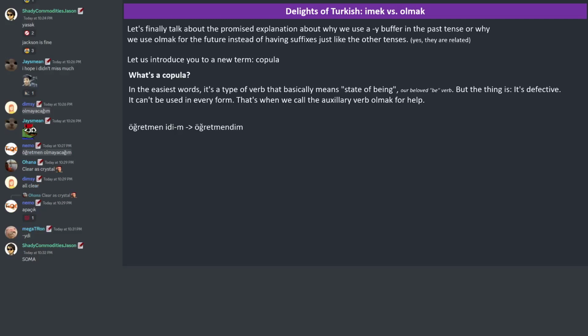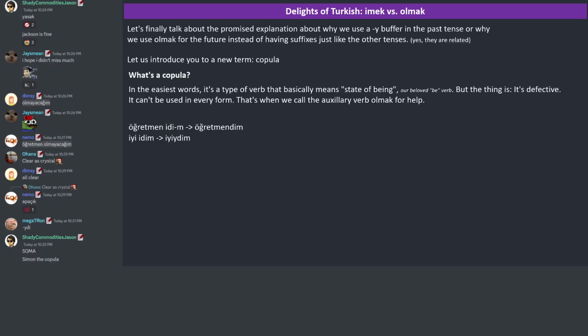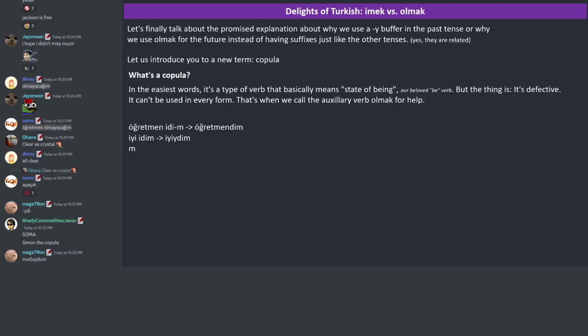Or let's talk about an example with a vowel at the end, like i. So iyi idim, I was good. İyi idim evolved into iyiydim. So yeah, that's correct. Or mutlu idim, mutluydum. We are using this copula thing with the past tense, like the state of being, our beloved be verb. Mutlu idim. What else can we say?